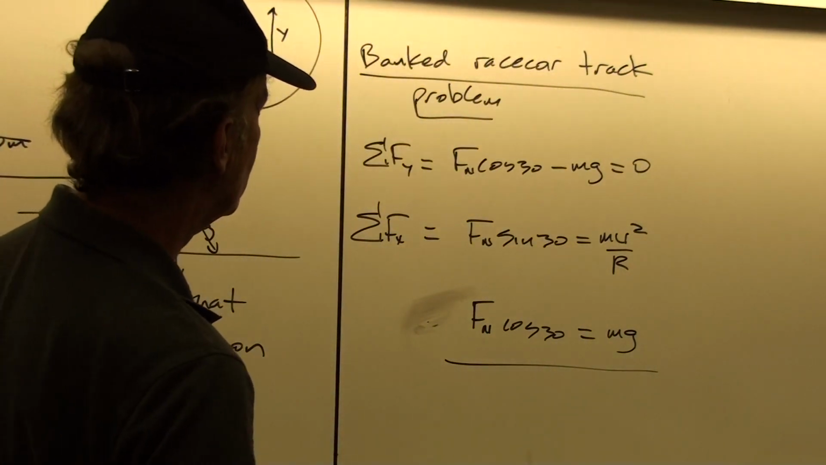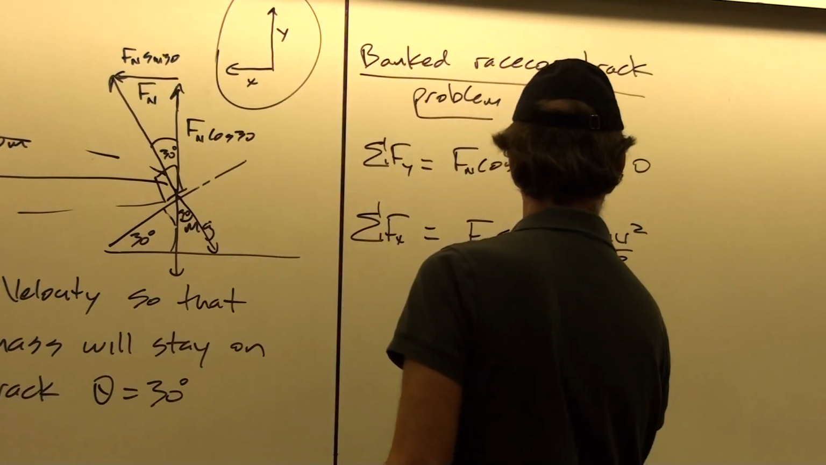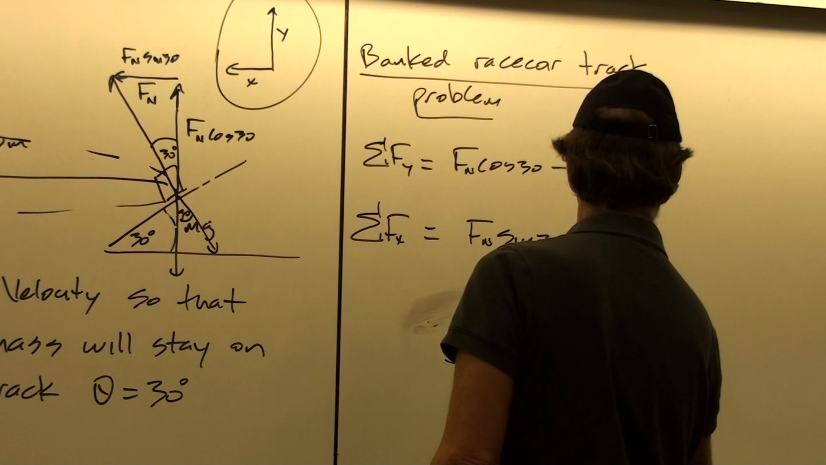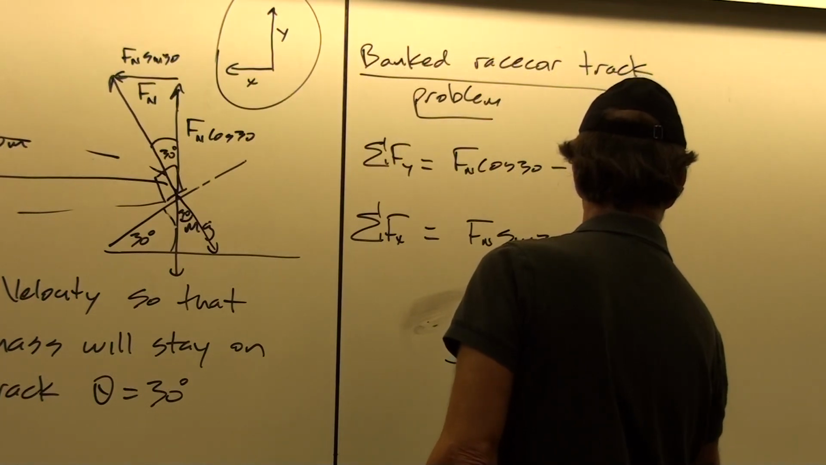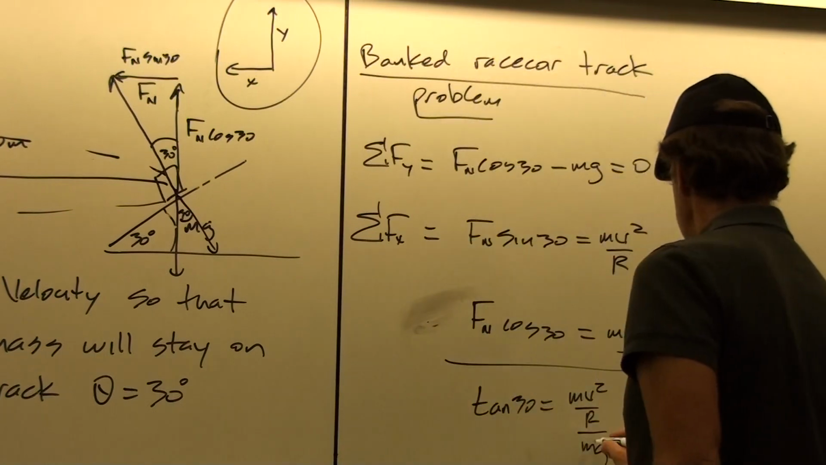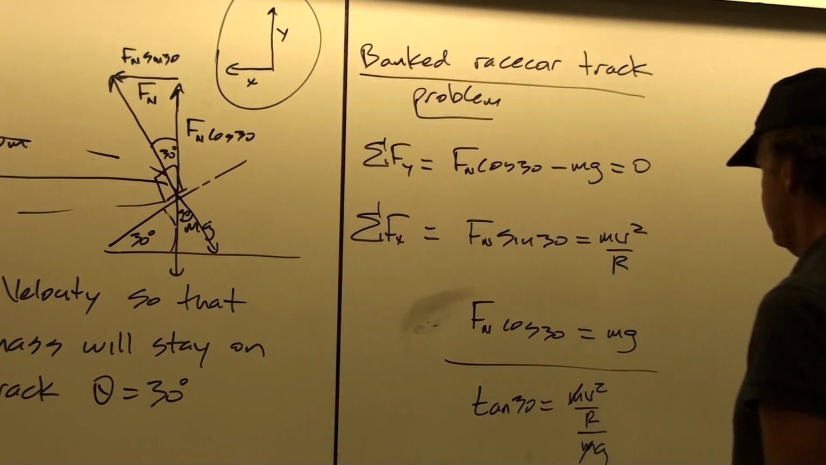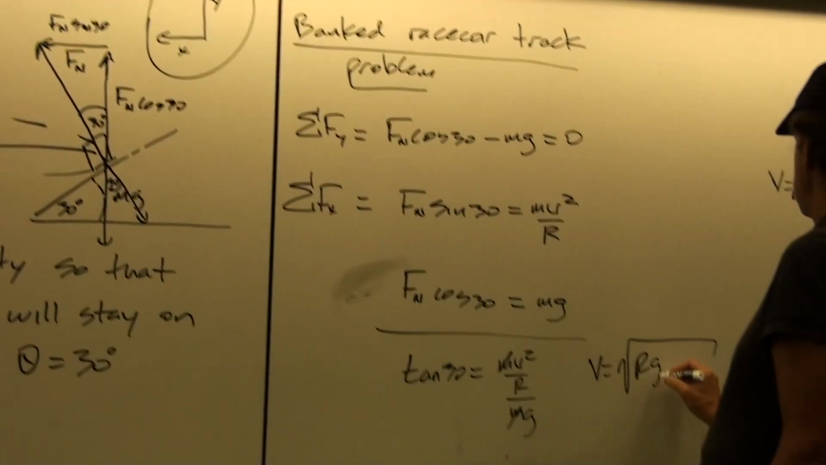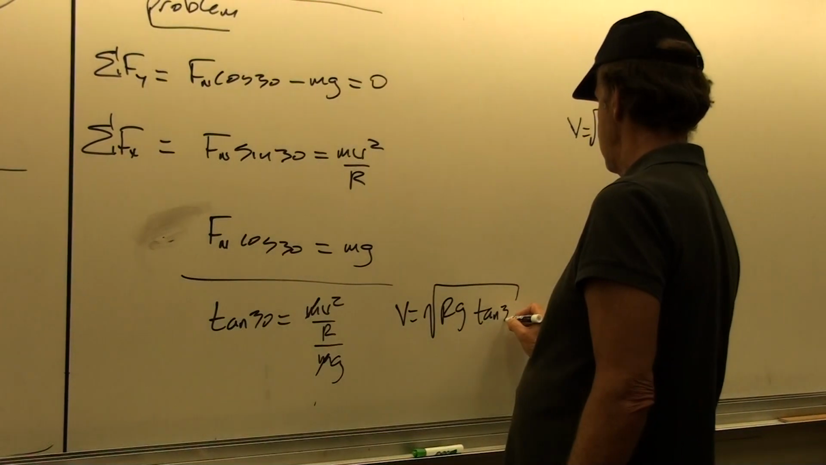That cancels out the normal force. That gives us the tangent of 30 equals mv squared over r divided by mg. Or, once we cancel out the m's, this gives us v is equal to the square root of rg tangent 30.